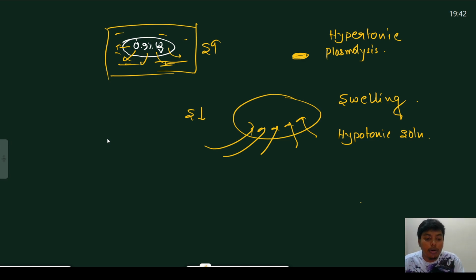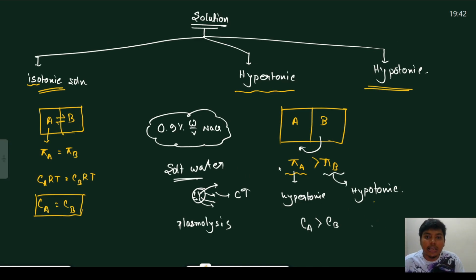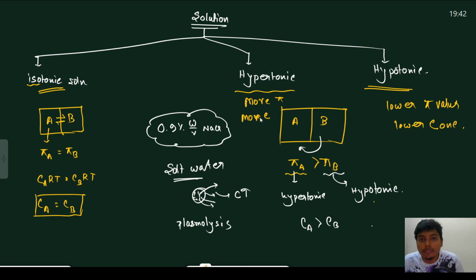Okay, hypotonic means lower concentration and lower pi value. Clear? Can you write it down in the previous slide, sir? See, hypotonic means lower concentration, lower pi value, and lower pi value means lower concentration. Simple. And hyper means more, obviously. So more pi value and more concentration. Understood? Yes, sir.